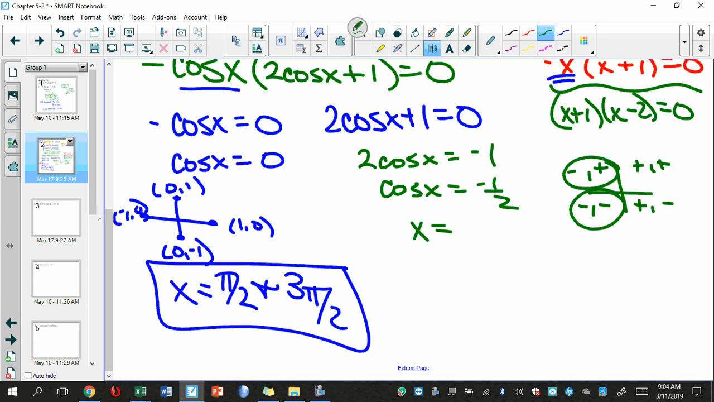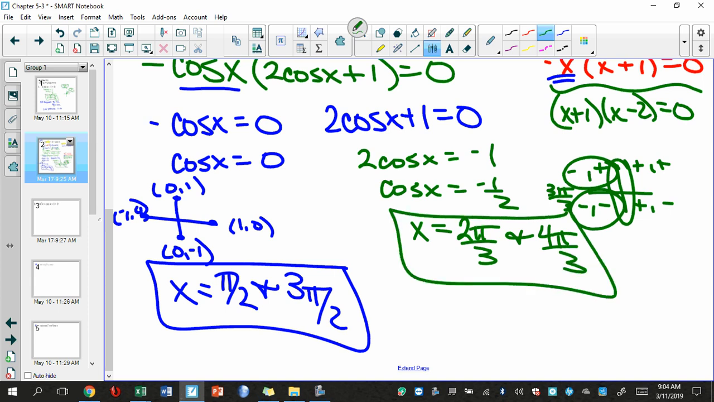So if I'm in quadrant 2, the angle that is a 60-degree angle is the one that hovers around the y-axis. So that is going to be 2 pi over 3. And what is my other one that hovers around the y-axis in quadrant 3? Remember, this is 3 pi over 3, so that's going to make that 4 pi over 3. Those are my two other angles I'm going to have, yes?